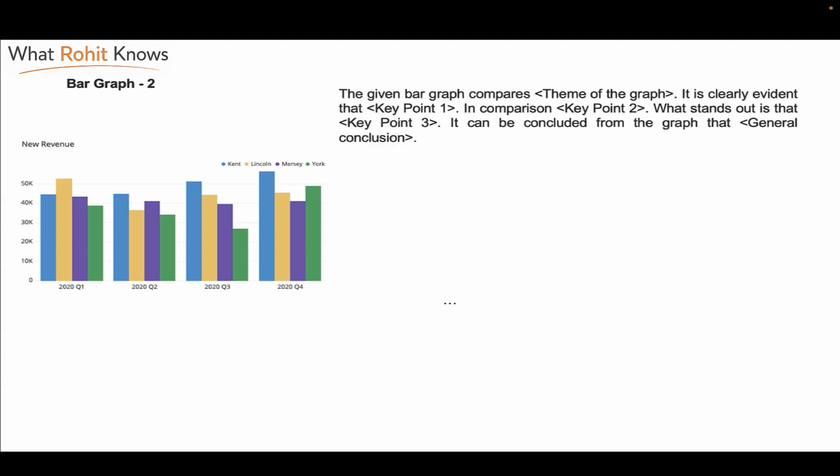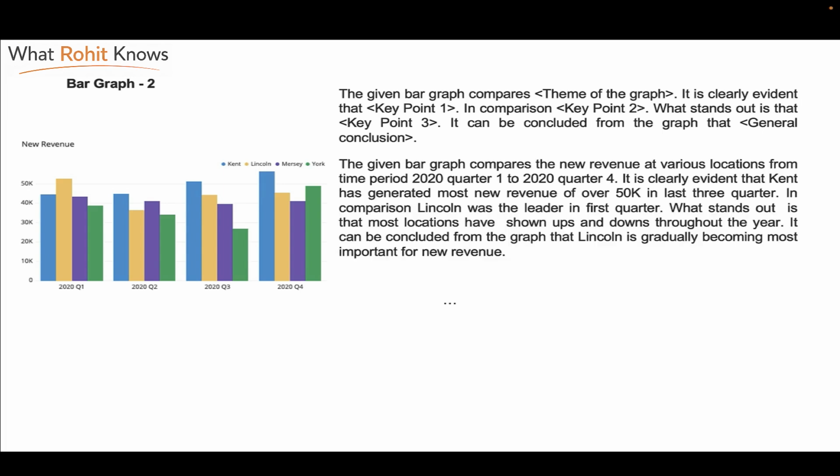So what you need to speak and what you need to cover increases, but overall the template remains the same. So you can still say the given bar graph compares the theme. It's clearly evident that key point 1, key point 2, then what stands out, key point 3, and finally the conclusion. Here's an example. The given bar graph compares the new revenue at various locations from time period 2020 quarter 1 to 2020 quarter 4.